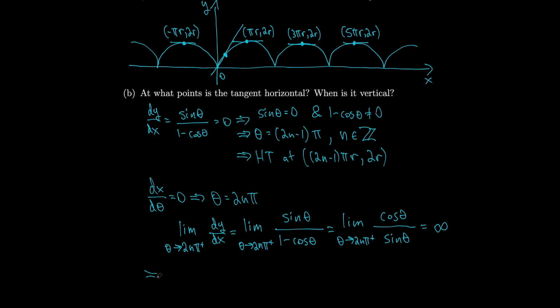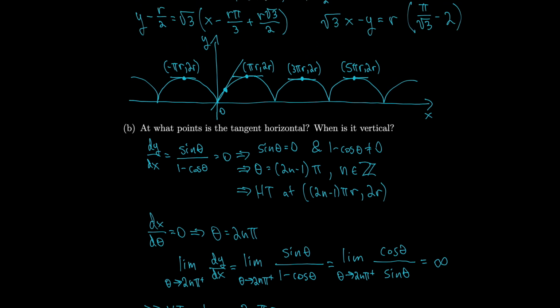So that means that we have a vertical tangent at all of the x equals 2n pi r x values you can get by just plugging in 2n pi for theta. You could also do the same limit for dy dx for theta approaching 2n pi from the left. You would get minus infinity. So this means that over here at 2 pi r and over here at 4 pi r and so on, at 6 pi r, negative 2 pi r, etc., we have vertical tangents, which makes sense. Let's take a look at it. Looks like we have vertical tangents over there just from our picture.